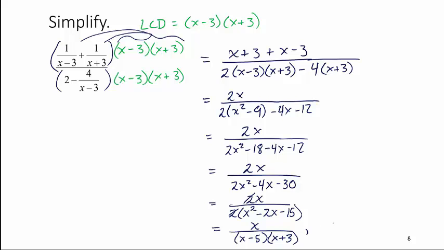In our final result, we have x plus 3 in the denominator, but in our original expression, x minus 3 was also a denominator, so we have to say x can't be 3, right? Because that's what makes x minus 3 zero. Okay, wonderful.